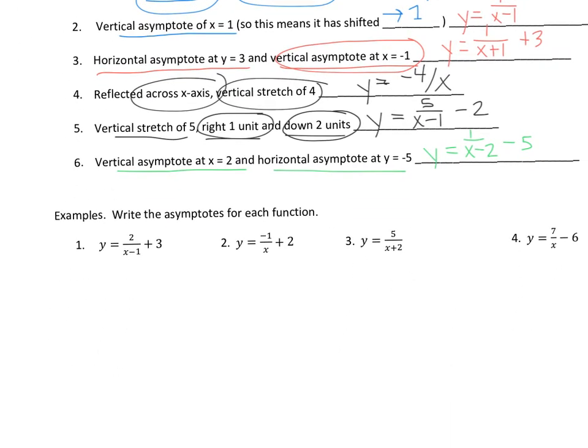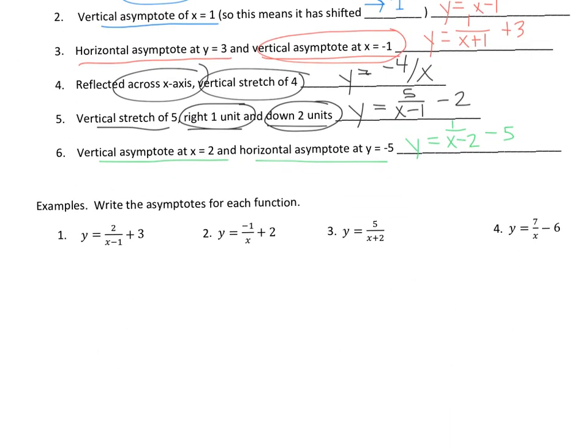Okay, down here, I'm going to write the asymptotes. So if I'm moving the function left or right 1, this is going to be x equals 1 is going to be the vertical. And then y equals 3 is going to be the horizontal. X equals, it hasn't been shifted at all, so it's x equals 0 is the vertical. Y equals 2 is the horizontal.